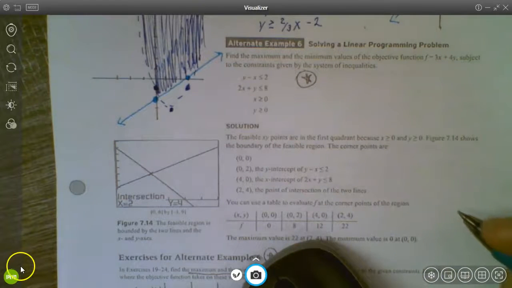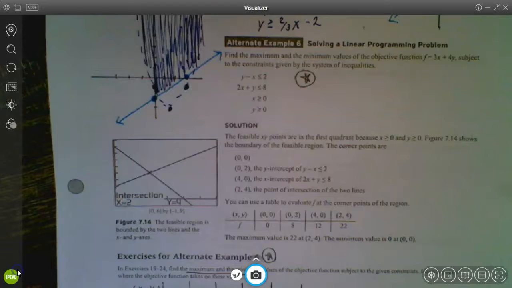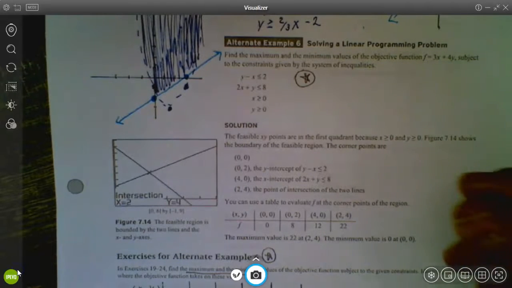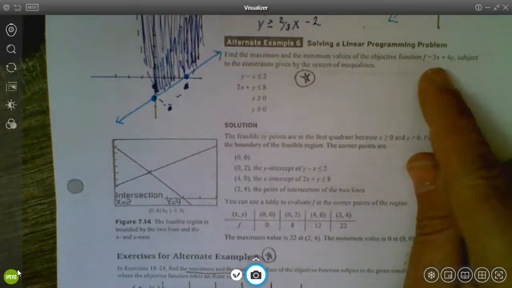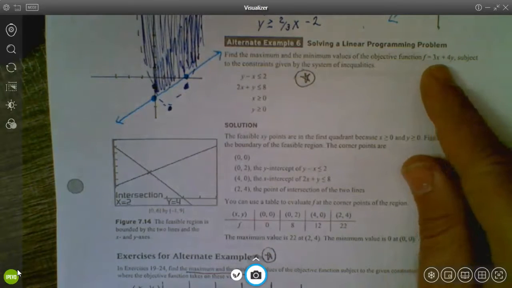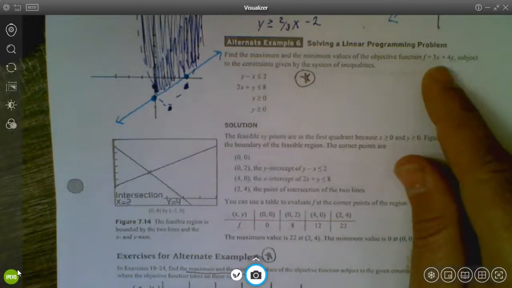All right, so for this example right here, let me talk you through this example, and then we're going to do one together on this one. So the basic idea is we're given a function right here. They call this the objective function. This is like the main set of values that we would be looking at, 3x plus 4y.